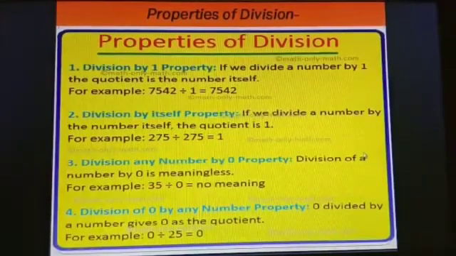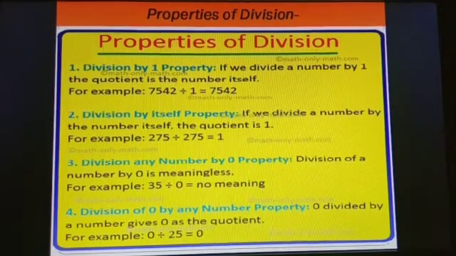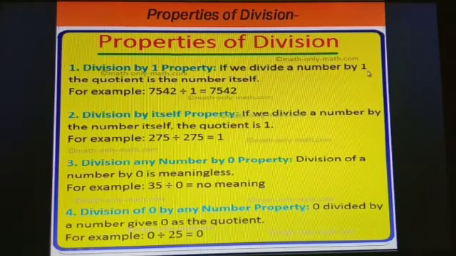Now the properties of division. As we have discussed the properties of addition and multiplication, we have properties of division also. So first is the division by one property, means the property of 1 in division. If we divide a number by 1, the quotient is the number itself. If we divide any number, for example 7542 divided by 1 is equal to 7542. If you take a smaller number, 2 divided by 1 is equal to 2.